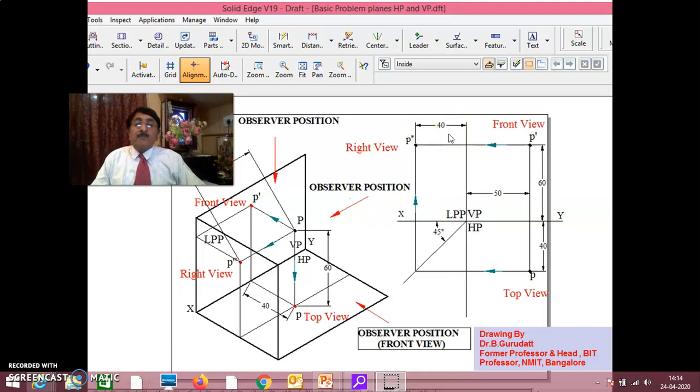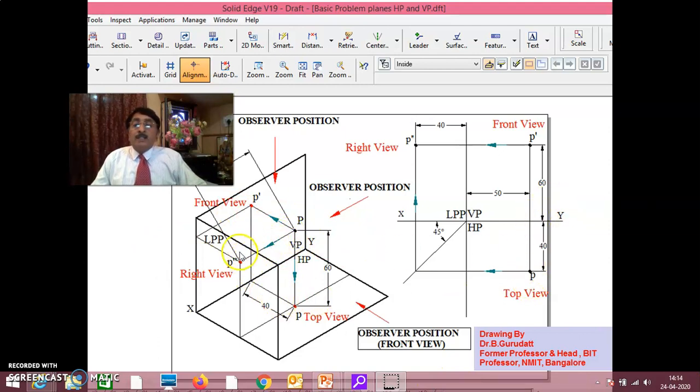Please observe here afterwards: the distance above HP is parallel to VP and projected on VP. The distance in front of VP is parallel to HP and will be projected on HP.